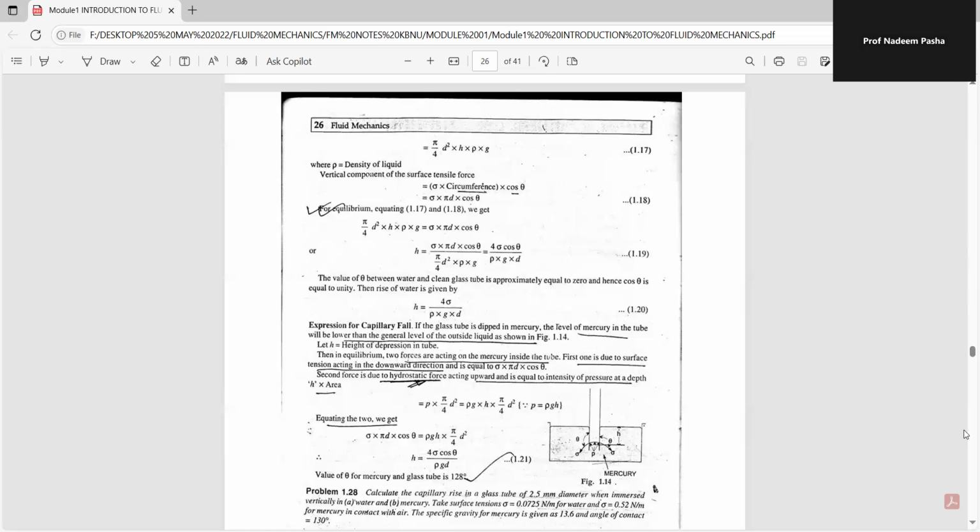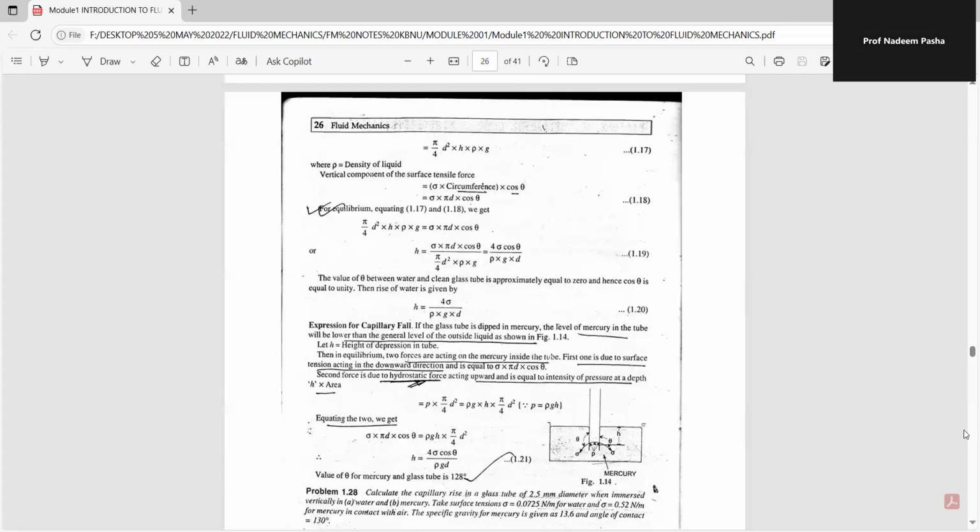So once again, you read the problem, then only you should solve it. What do you need to calculate? You need to calculate capillary rise. Calculate the capillary rise in a glass tube of 2.5 mm diameter. How much is the diameter? We are assuming 2.5 mm diameter. We need to calculate capillary rise H. D is given to us as 2.5 mm.